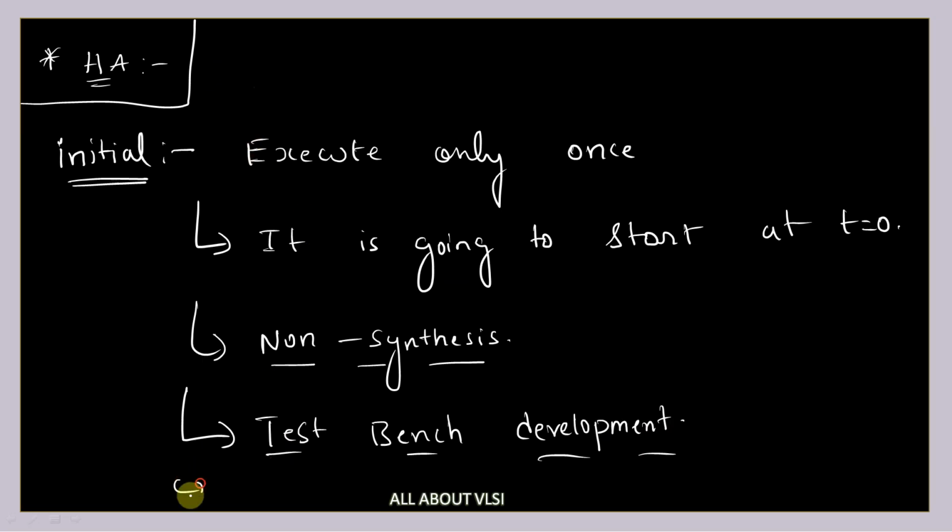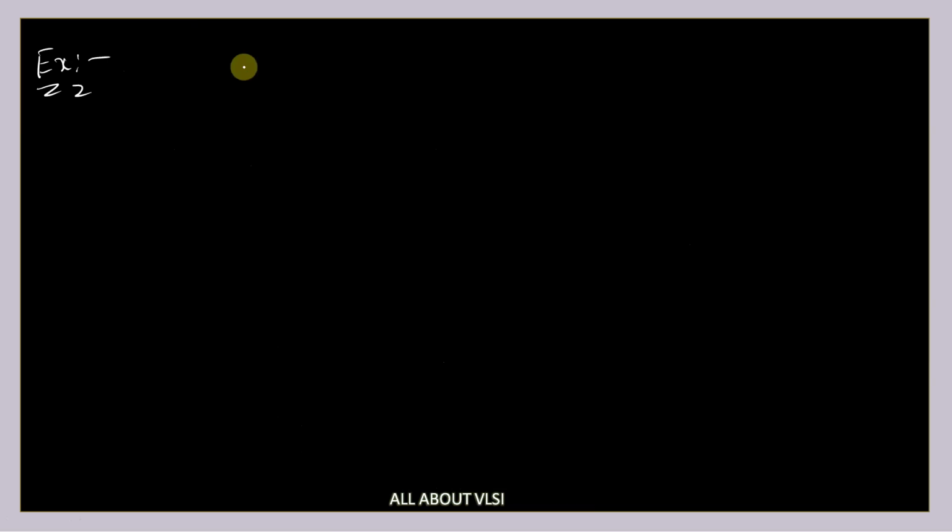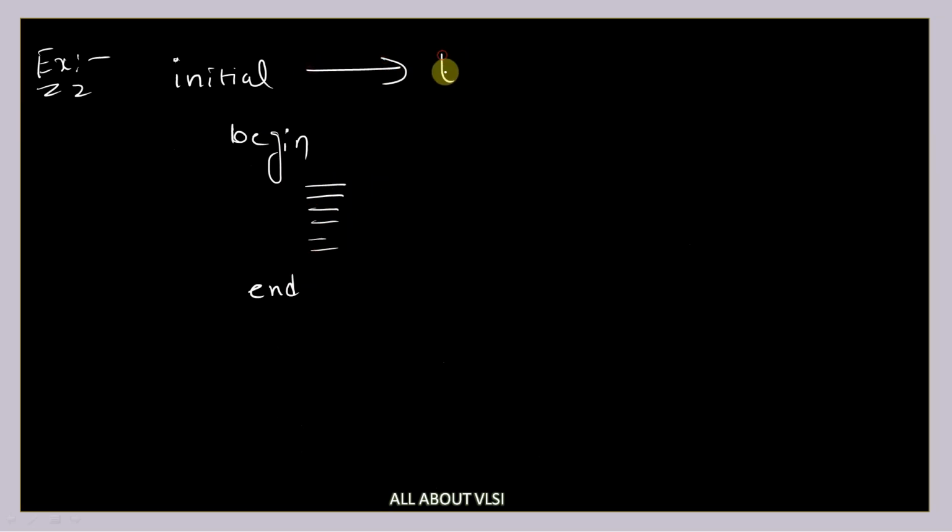And also, the LHS cannot be of wire data type. Same as your always block, in the initial block also the LHS cannot be of wire or net data type. Okay. If you are going to have multiple statements written inside this initial block, you should use a begin block. And this initial block is going to start its execution at time t equal to 0, and it is going to end whenever every line of the code has completed its execution. Okay.